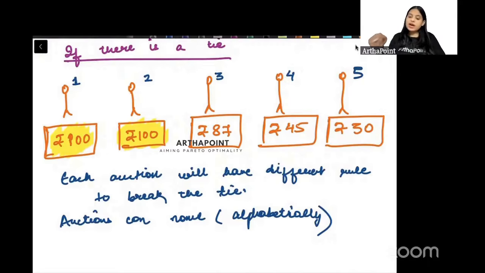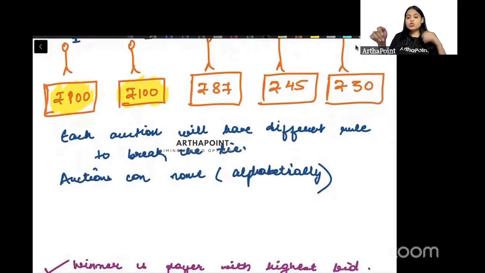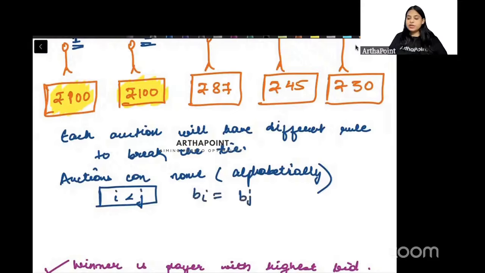So here what we are saying is that in this case also, we are going to see that this person is in position 1 and this one is in position 2. So if your position is less than others' position and both of you have the same bid, then we can say that I will win.